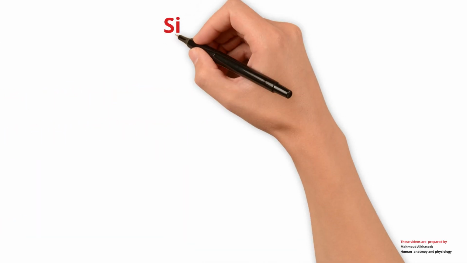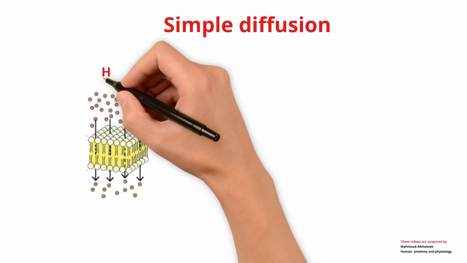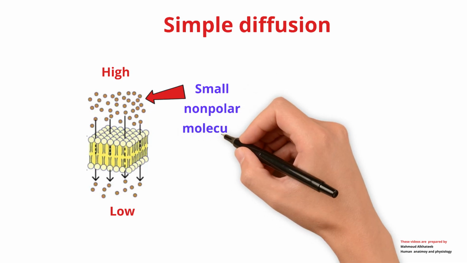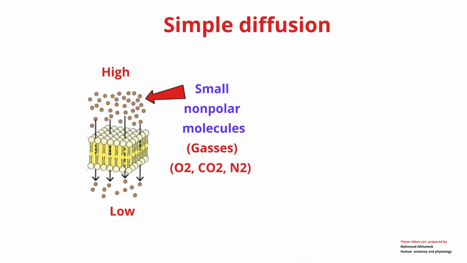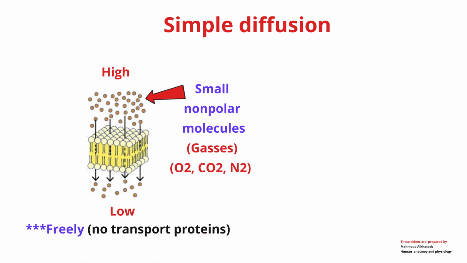Let's start with the first type of passive transport. That is simple diffusion. This is the movement of small nonpolar molecules like gases across the hydrophobic lipid bilayer of the plasma membrane from their high to low concentration. Since these molecules are small and nonpolar, they can freely pass through the membrane without any assistance from any transport proteins.